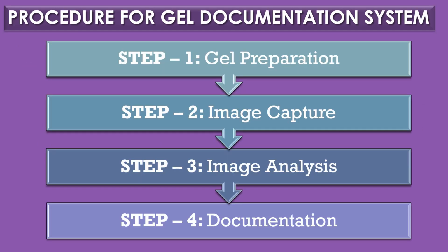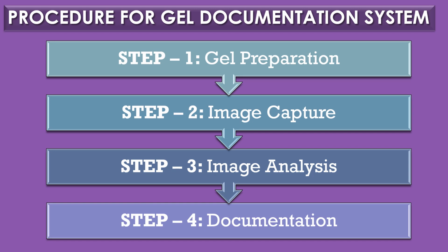Procedure for gel documentation system. There are 4 steps in the gel documentation system. The first step is gel preparation. After electrophoresis, the gel is stained with a dye which is appropriate for the biomolecule of interest. For DNA, this could be ethidium bromide, while proteins are often stained with Coomassie brilliant blue or silver stain.